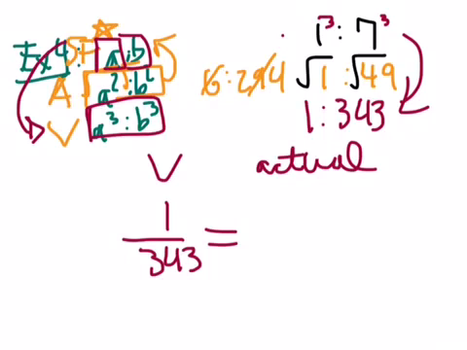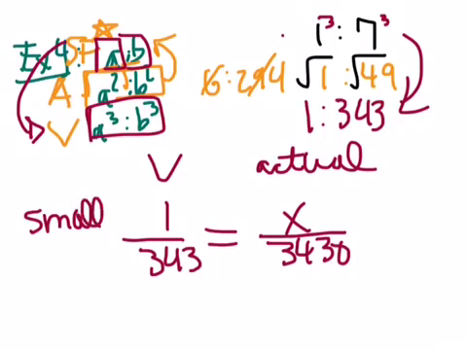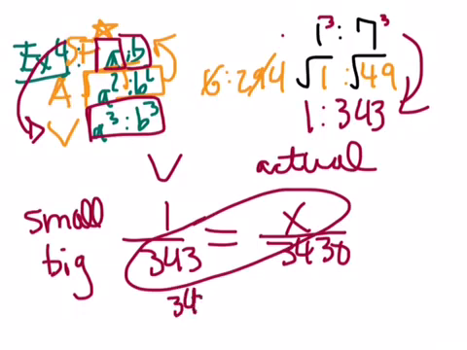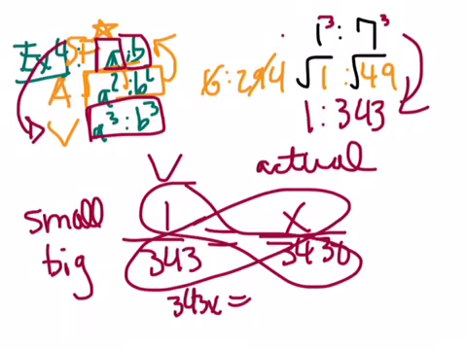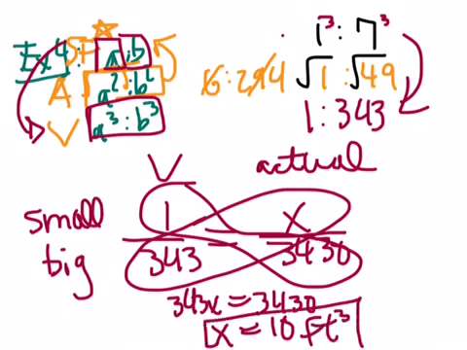Well, I'm given 3430. Guys, read the question. The volume of the larger figure is given. So that has to go down here, 3430. The question says, what is the volume of the smaller figure? So let's just call it x. This ended up being my small figure in this row and my big figure in this row. Okay, so we're back to similarity, proportions, cross multiply. 343x equals 1 times 3430, which is 3430. Divide by 343. We get 10. So that's the volume of the smaller figure.